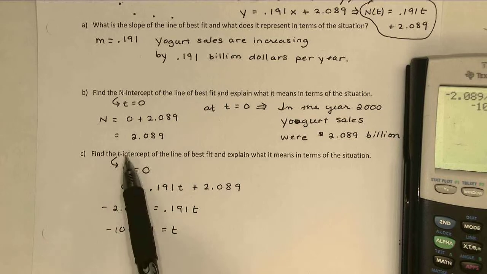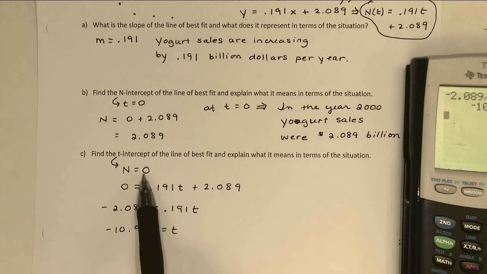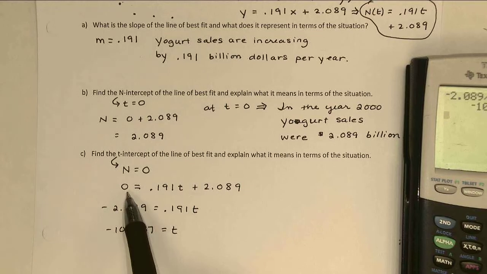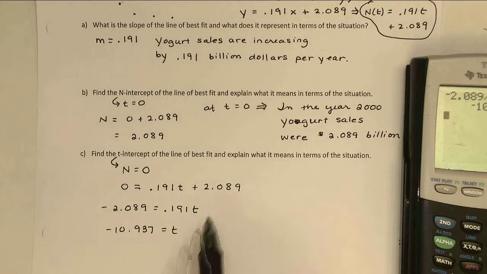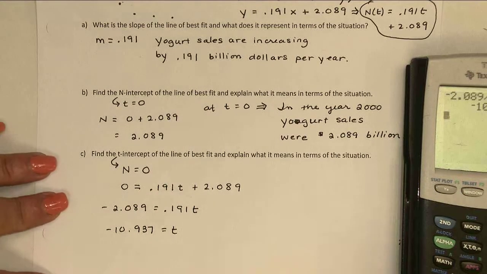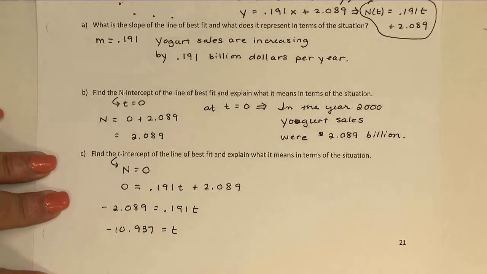Again, the t-intercept, the opposite variable, we set n equal to 0. So 0 equals 0.191t plus 2.089. I solved that equation for t and got a result of t equals negative 10.937. All right, so I found the t-intercept, but what does it mean? Well, I have a negative t value.